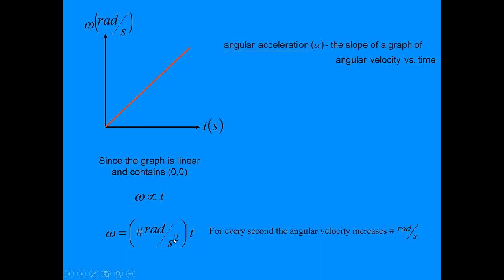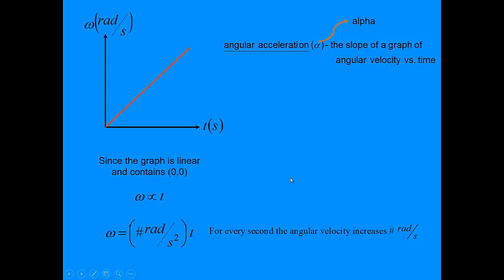So we are going to call this slope the angular acceleration. Just like the slope of a linear velocity time graph is the linear acceleration, the slope of an angular velocity time graph is the angular acceleration. And this is alpha. All right, alpha. Lowercase alpha, by the way, for acceleration, I guess. So this is the slope of an angular velocity versus time graph.